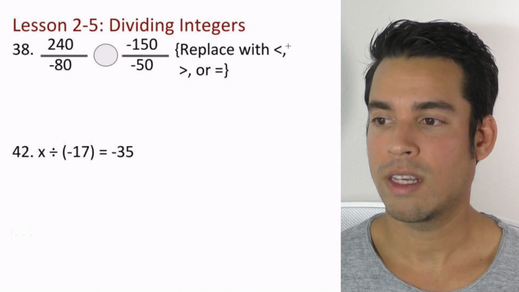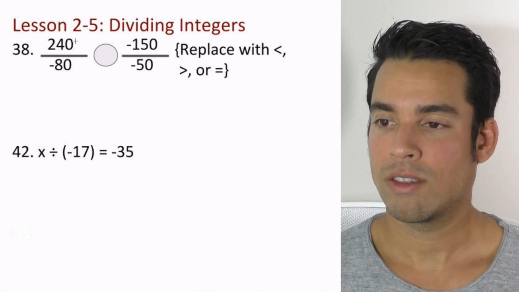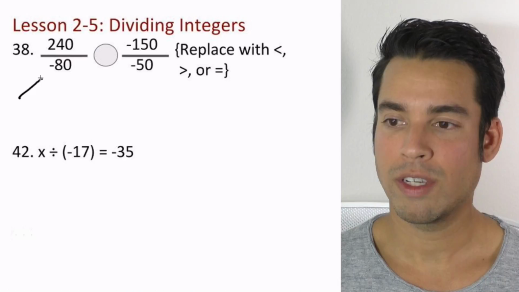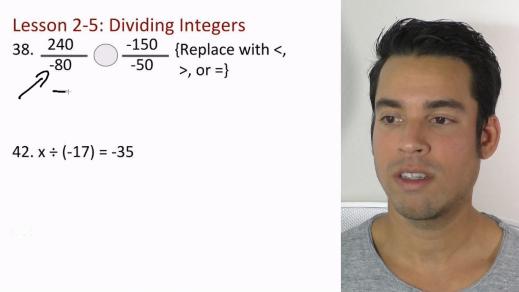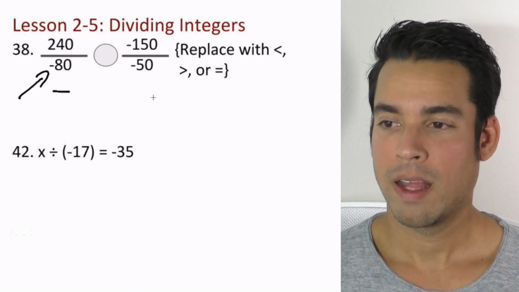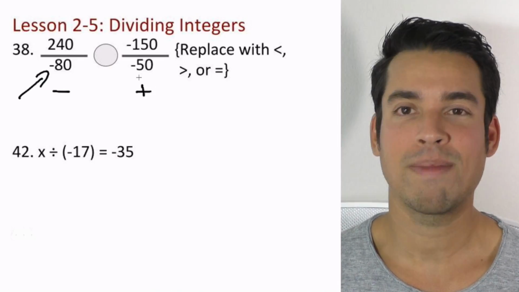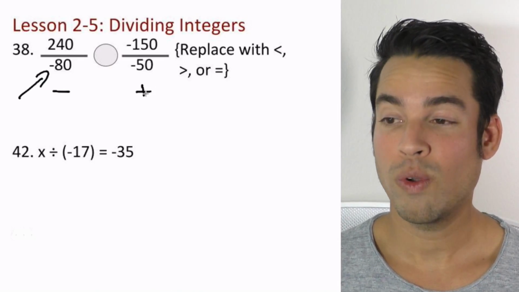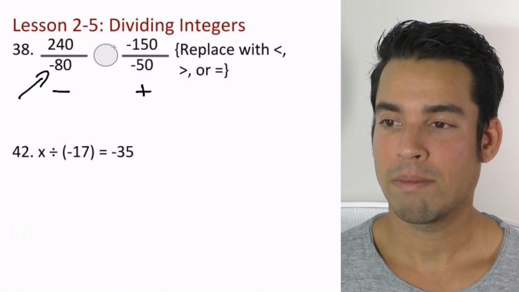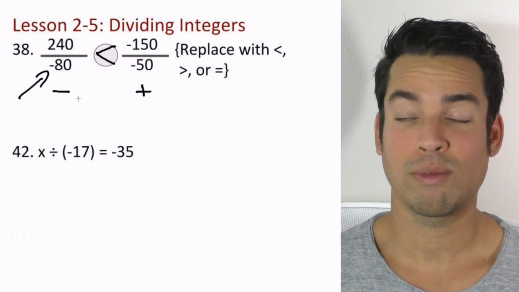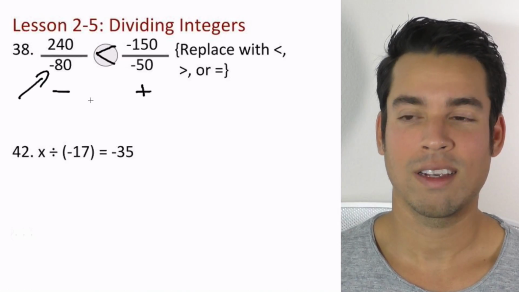It says replace with a less than, greater than, or equal to symbol. So what's going on with these two guys? Do I even need to evaluate them? Well, what we have over here is a positive divided by a negative. This is going to be negative, whatever it is. This is going to be positive, whatever it is, because it's a negative divided by a negative. So what's always going to be larger? The positive. Now I'll tell you, this is going to be positive 3, this is going to be negative 3, but that's a dead giveaway right there.